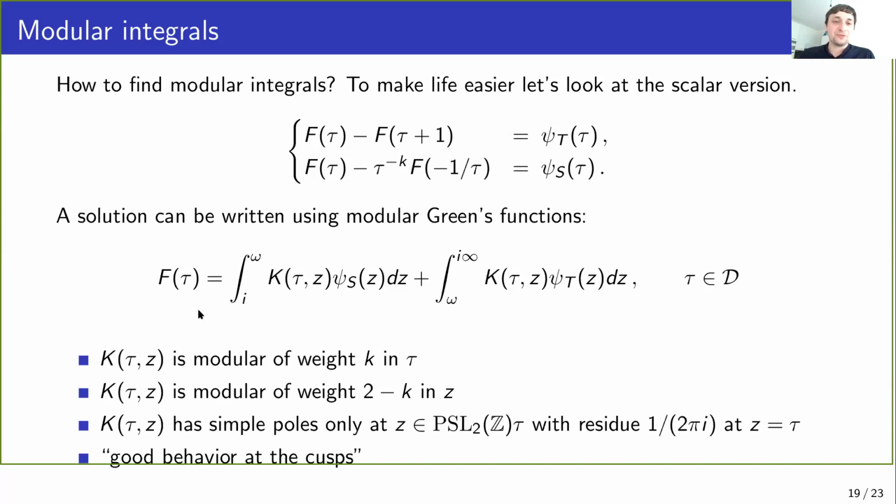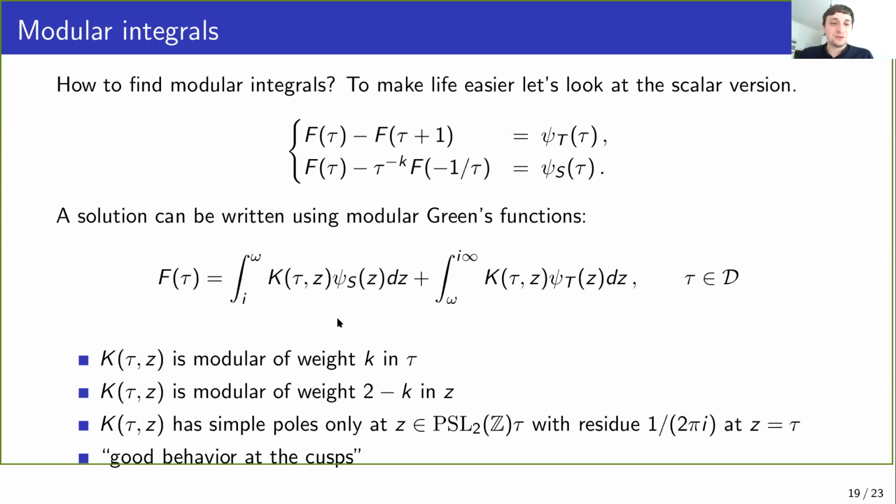So the general solution more or less looks like this. You have to find a certain kernel function in two variables, which is modular in both of the complementary weights k and 2 minus k, and which has only simple poles for a fixed variable. One of the two variables only has simple poles at the PSL2Z orbit of the other variable, together with the restriction that at the diagonal, the residue is actually constant, so it doesn't depend on the other variable. And there's a certain condition at the cusps you need.